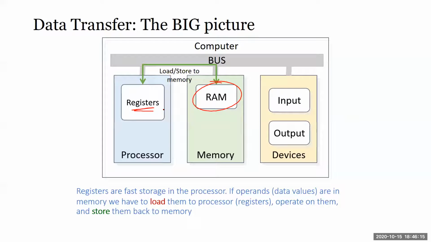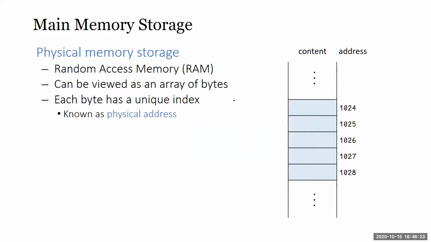Now registers are very fast. So if you want to move your data from your RAM, you need to move them into your registers. So RAM is actually very slow. Before we talk about the slowness, we talk about this physical memory storage.